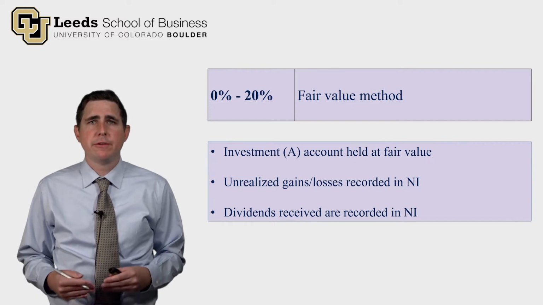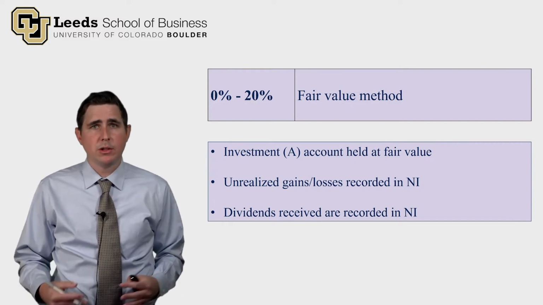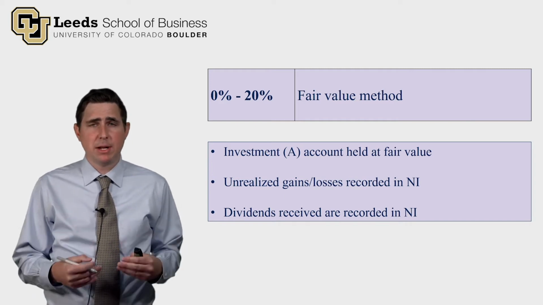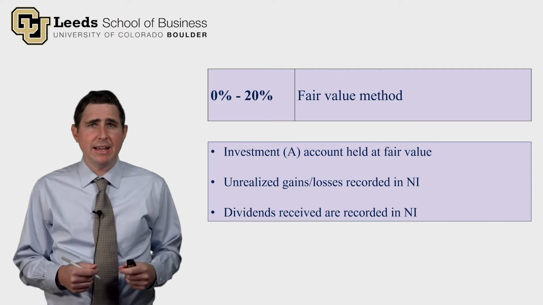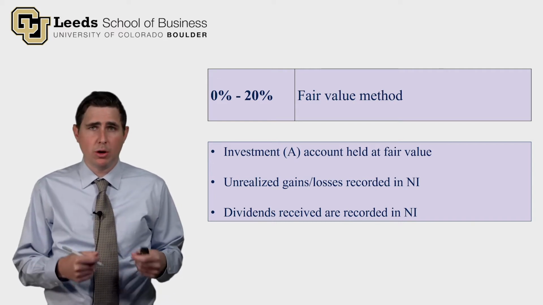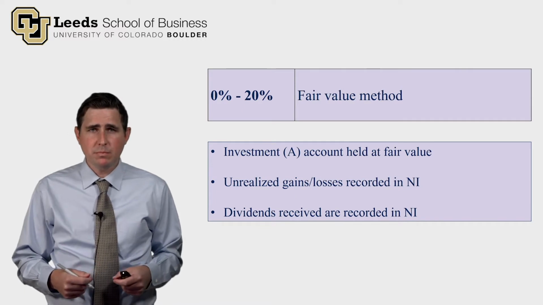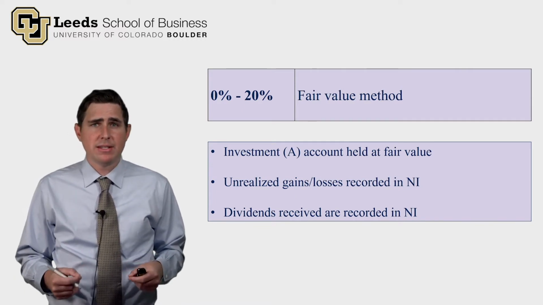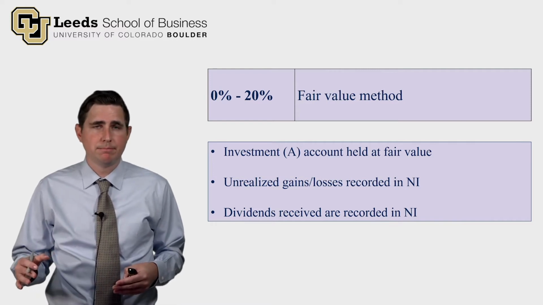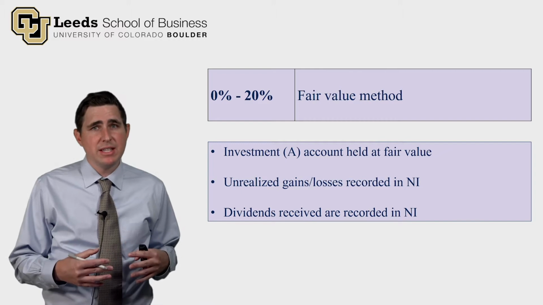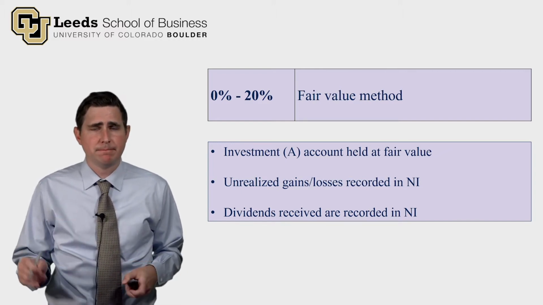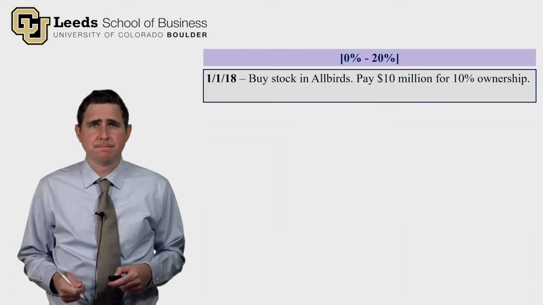First, let's talk about the fair value method when we acquire between 0 and 20%. When we use this method, we're going to set up an investment account when we make the investment. And that account is going to be held at fair value. So whatever the fair value of the stock is, we're going to hold that account at the fair value. Unrealized gains and losses that we experience when we're holding the investment are going to be recorded straight into net income. Likewise, all the dividends that we receive while we're holding this investment are going to be recorded straight into net income. So let me show you what that looks like.